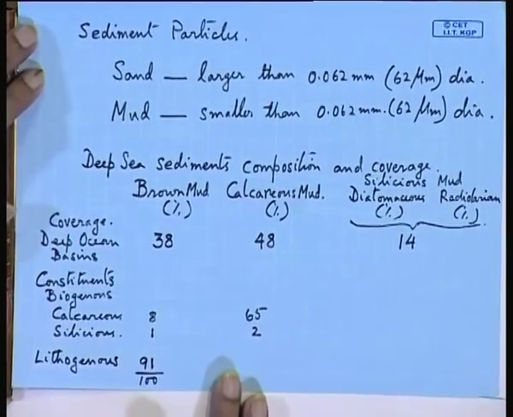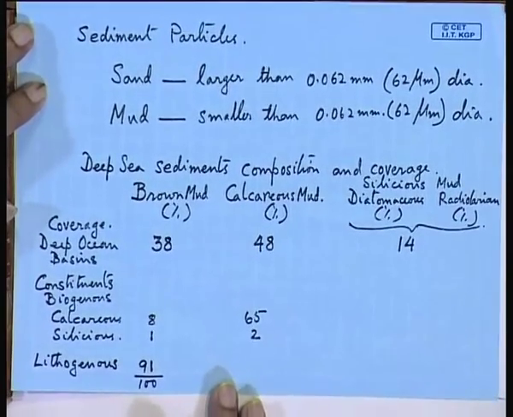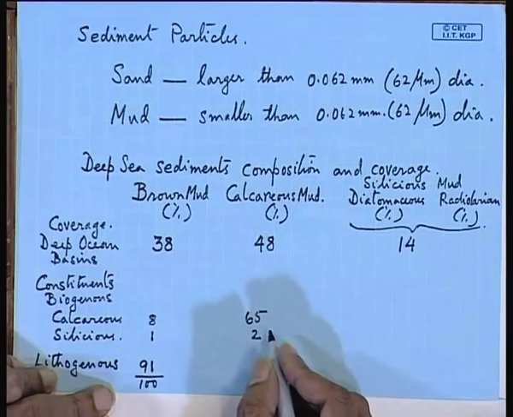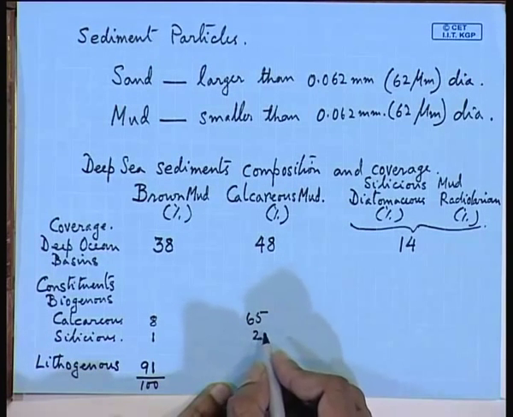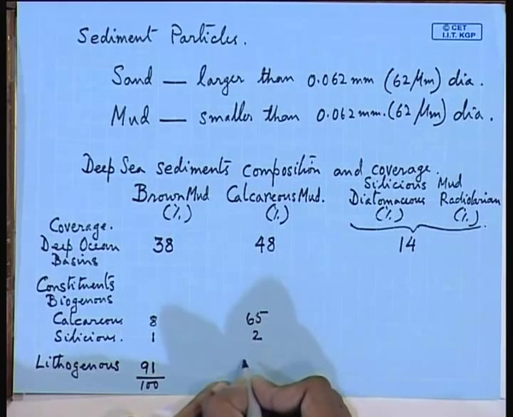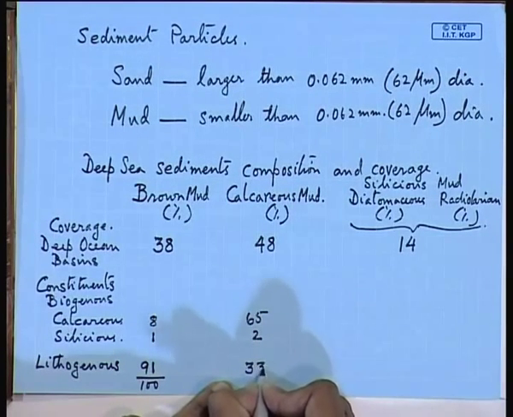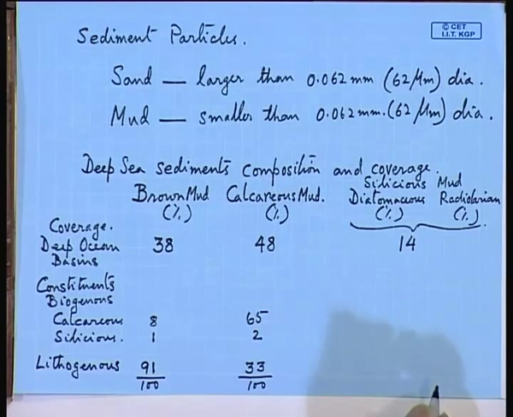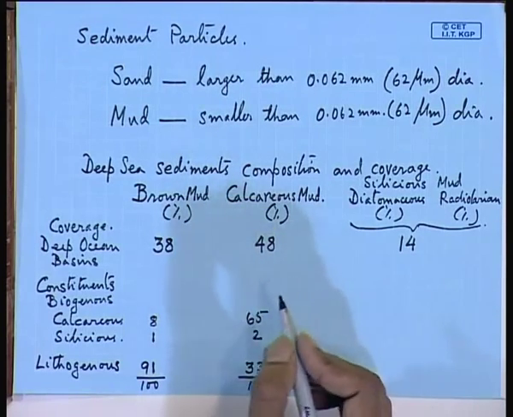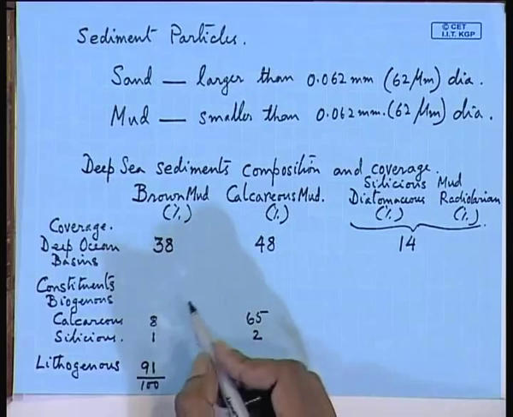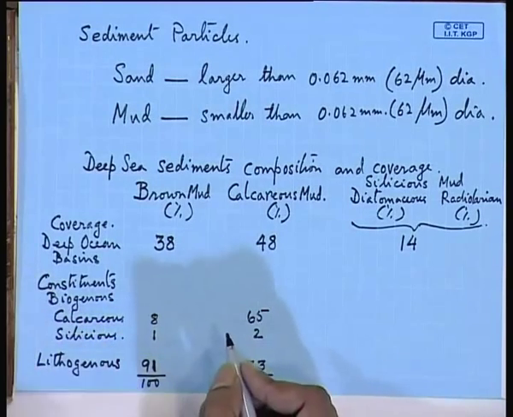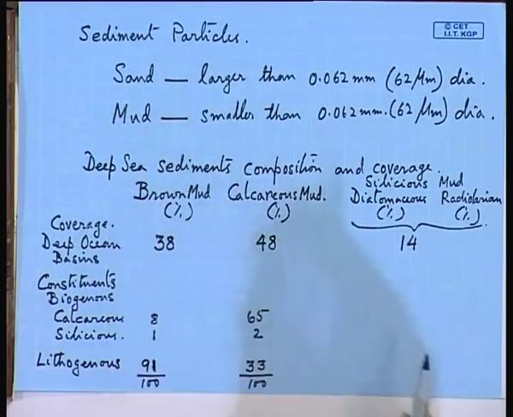So, now you can see. Anyway, I will just write a little bit about this. Here, the calcareous mud composition is 65 and 2, and the rest is lithogenous, you will have 33. So, this is 100. So, brown mud composition is 8% calcareous sediment, 1% siliceous, and 91% constituent is of lithogenous variety in brown mud.